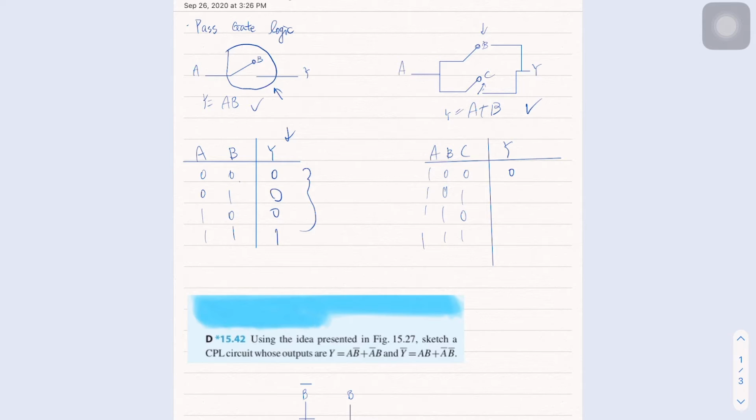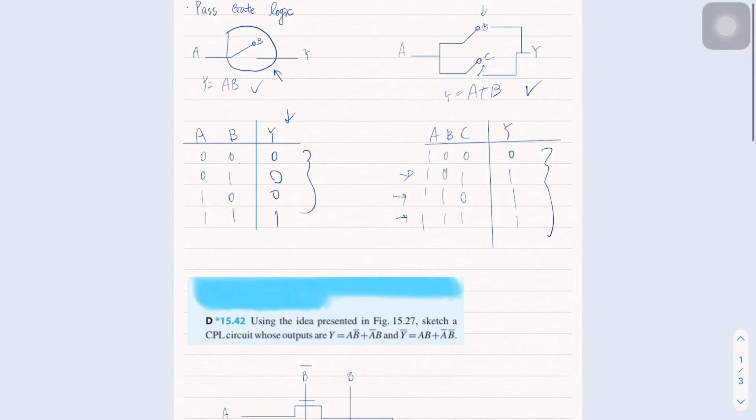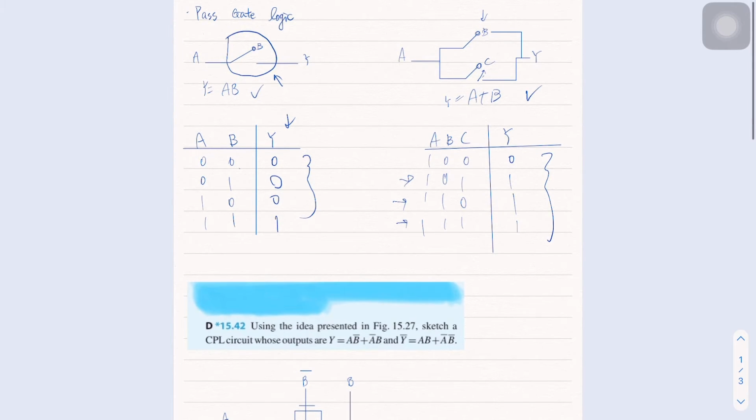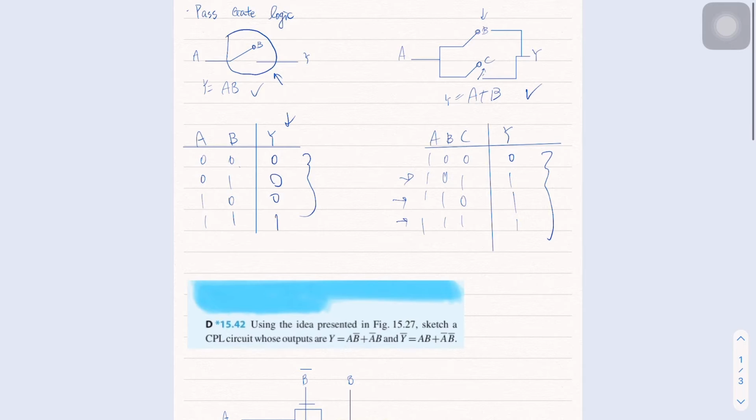So let's say B is 1. If B is 1 and A is 1, that means Y will be 1. And same thing, if C is 1 and A is 1, then Y is 1. Of course, if both are 1, Y will be 1 as well. And same thing here, if you compare this with the regular OR gate truth table, you see the same thing. And that's how you read a pass gate logic.